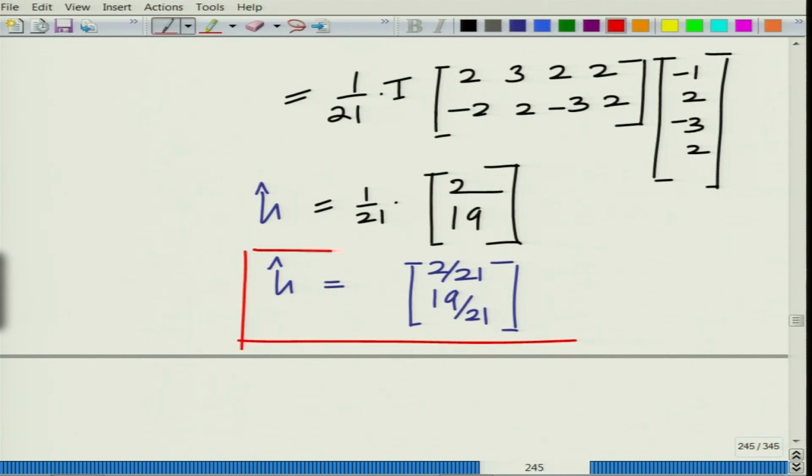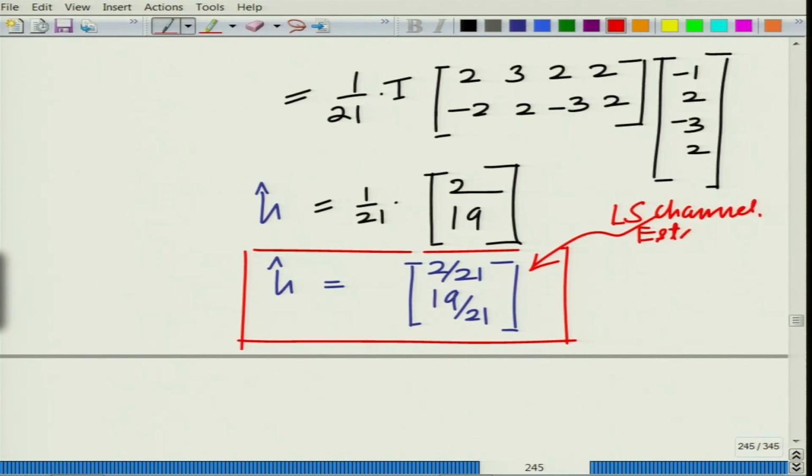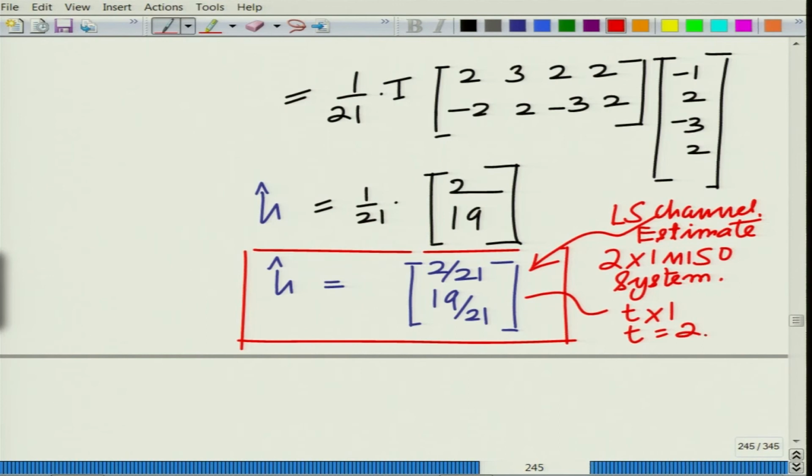This is your LS channel estimate, and just so that you are reminded, we are considering a 2 cross 1 MISO system, which is also obvious in this because the channel vector is of dimension 2 cross 1. This is T cross 1. So, T equal to 2 transmit antennas, and you have a single output or a single receive antenna.